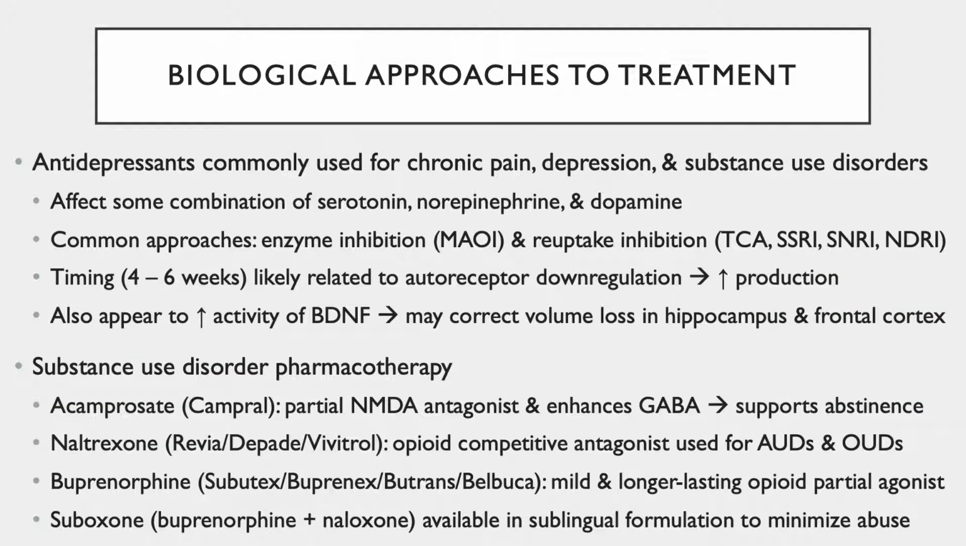There are a lot of biological approaches to the treatment of chronic pain, depression, and substance use disorders. Interestingly, antidepressants are used for all three of these conditions in many cases. This is only a brief overview and a few examples. I do want to point out that there are many other options for all of these conditions, including opioid pain medications, GABA agonists, muscle relaxers, benzodiazepines, and other substance abuse medications as well.